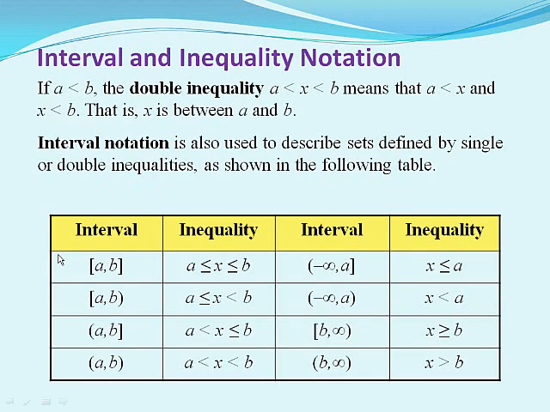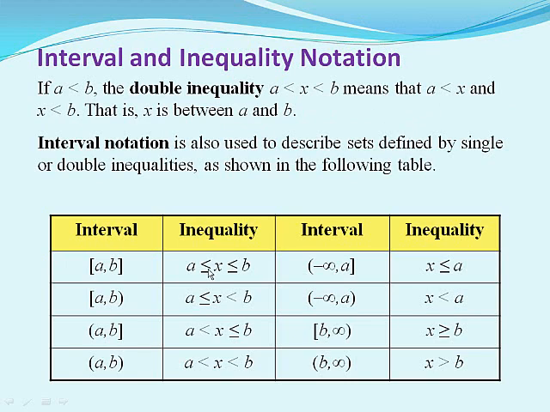Interval and inequality notation. If a < b, the double inequality a < x < b means a is less than x and x is less than b. So that means that x is lying between a and b. So these are some of the interval notations.